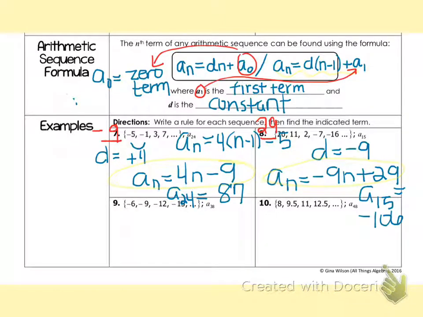So if you want to test yourself, you can do 9 and 10 as you try questions. You can pause the video and then test yourself to see if you understand this, then tune back in. Otherwise, if you feel confident, you can go ahead and turn the page and we'll continue with the lesson. So pause now if you want to do the try questions.